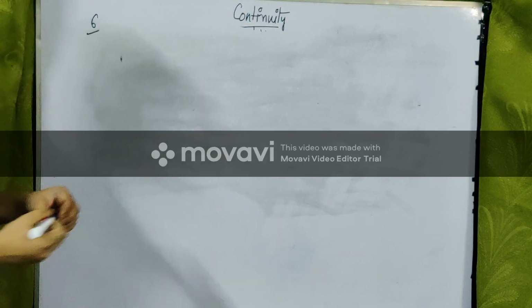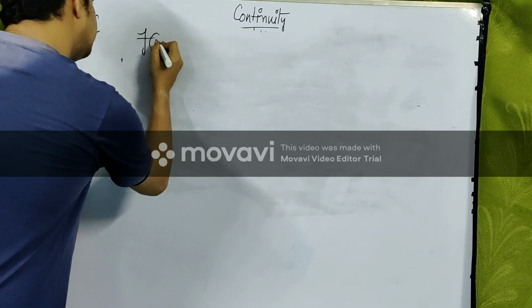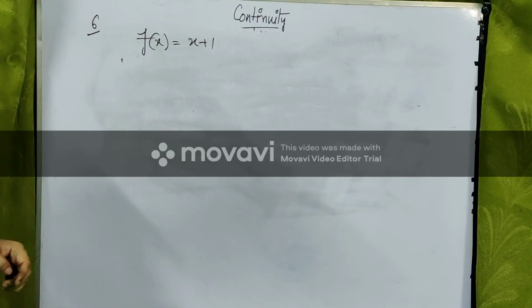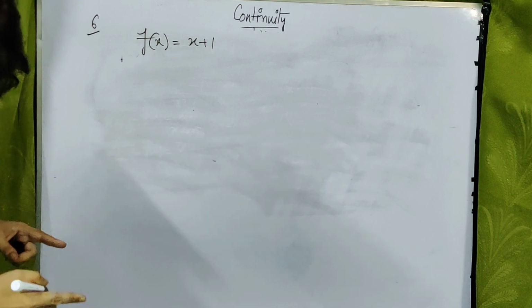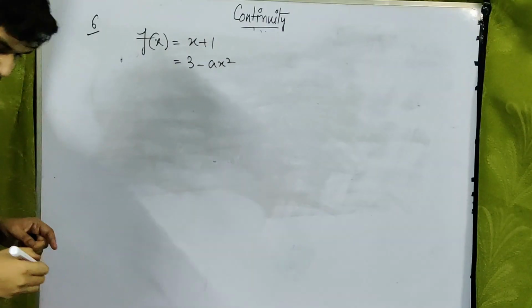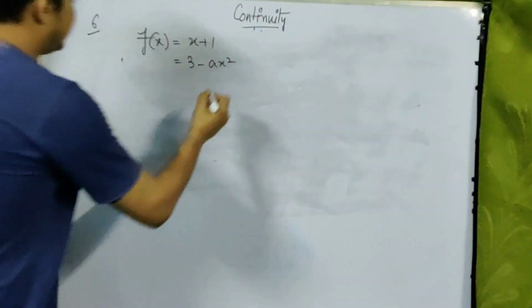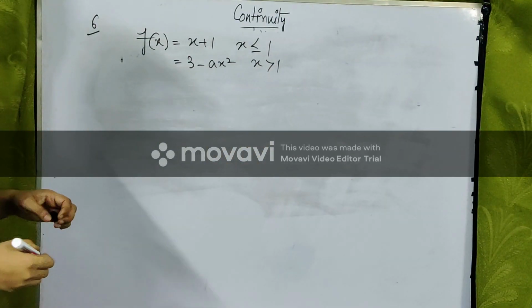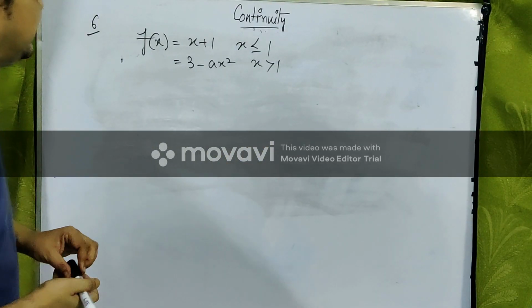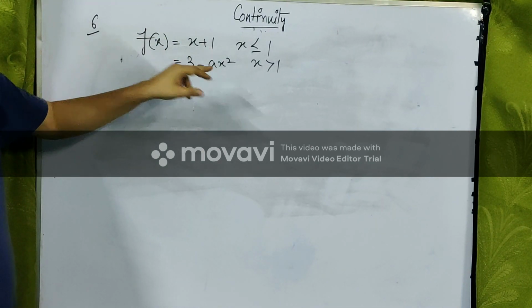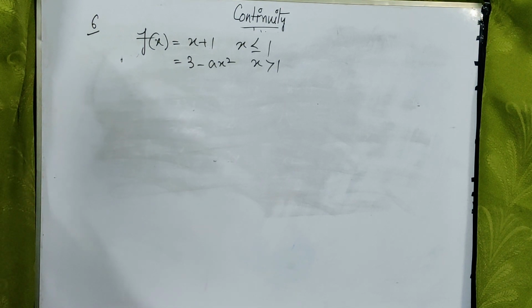In question number 6, we have a function f(x) equals to x plus 1. This is how it is defined: f(x) equals x plus 1, and another one is 3 minus a x square. The first one is defined when x is less than or equal to 1, and the second one when x is greater than 1. Now here it is said the function is continuous at the point x equals to 1, and from there we have to find out the value of this a. Okay, how can we find it out?